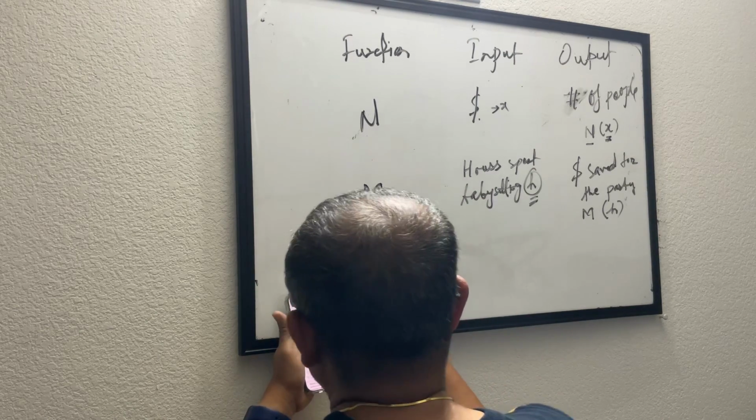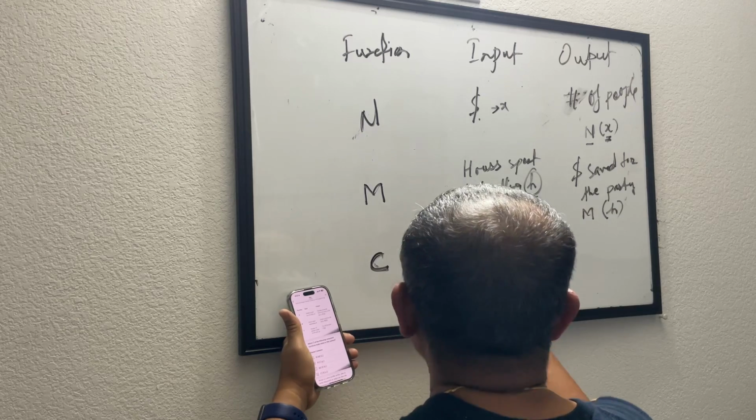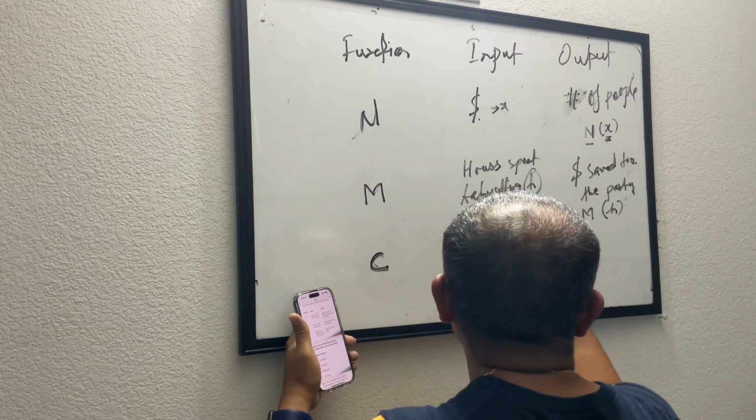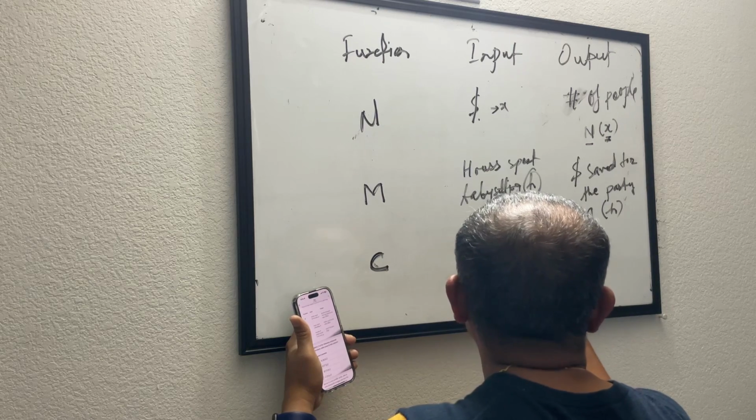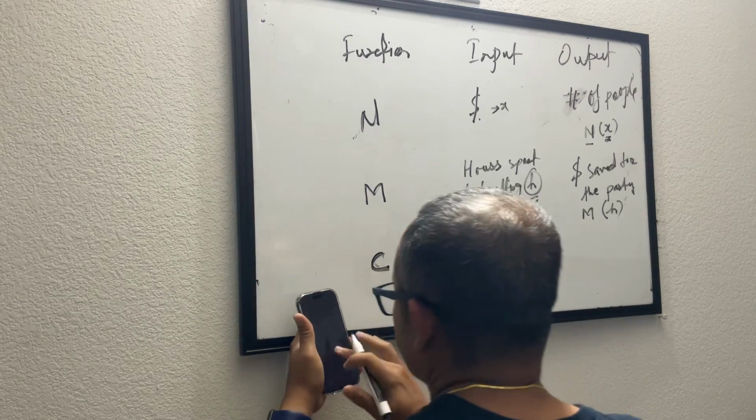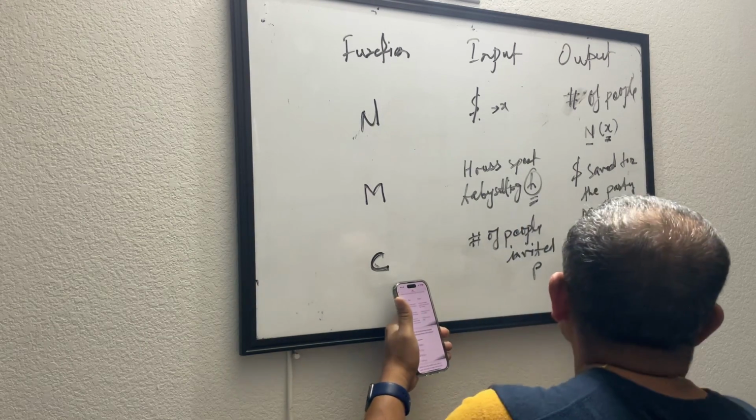Next function is C, which takes the number of people invited to the party, that is P, and the output is the cost of the party.